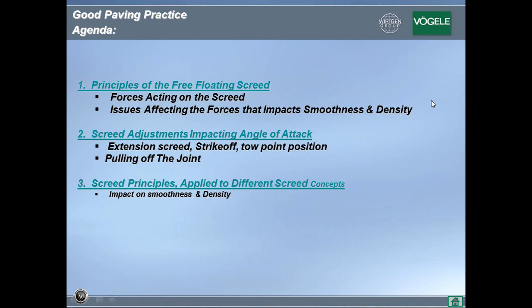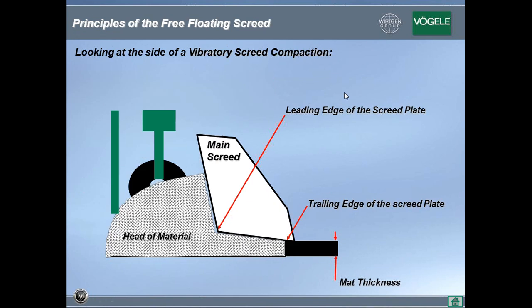So let's first start with taking a look at a very simple side view of an asphalt screed. As you can see there in white, black outline is the side view of the main screed, and we will keep it simple for now, only showing one screed section. You could also see the augers in black and the head of material in front of the screed in gray.